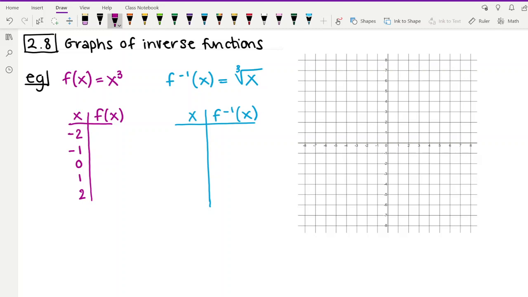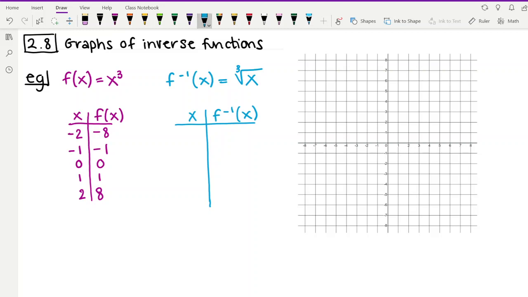I want to fill out tables for each of these functions and then sketch their graphs so that we can see what the relationship is between those two graphs. I'm going to start by filling out this table for x cubed. As we cube -2, we get -8, -1 cubed is -1, 0 cubed is 0, 1 cubed is 1, and 2 cubed is 8.